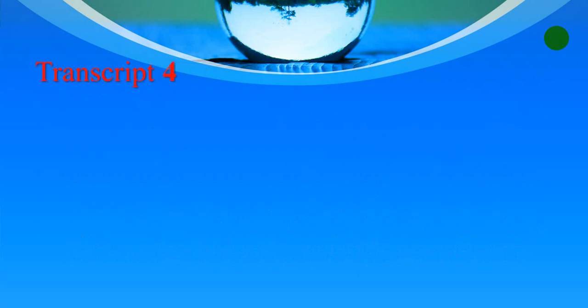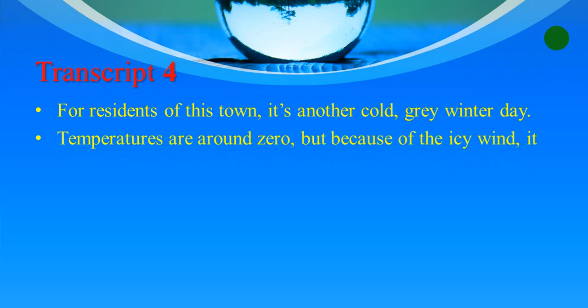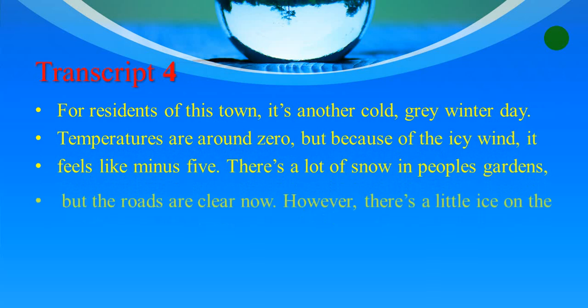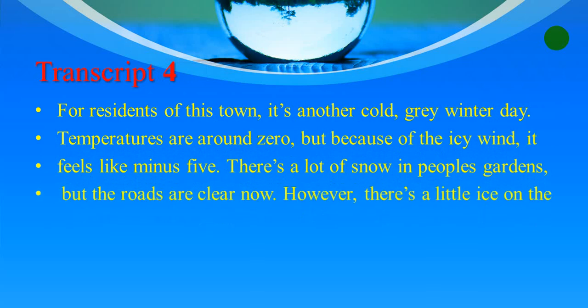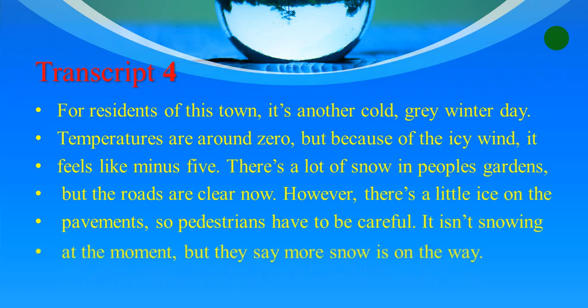4. For residents of this town, it's another cold, grey winter day. Temperatures are around 0, but because of the icy wind, it feels like -5. There's a lot of snow in people's gardens, but the roads are clear now. However, there's a little ice on the pavements, so pedestrians have to be careful. It isn't snowing at the moment, but they say more snow is on the way.